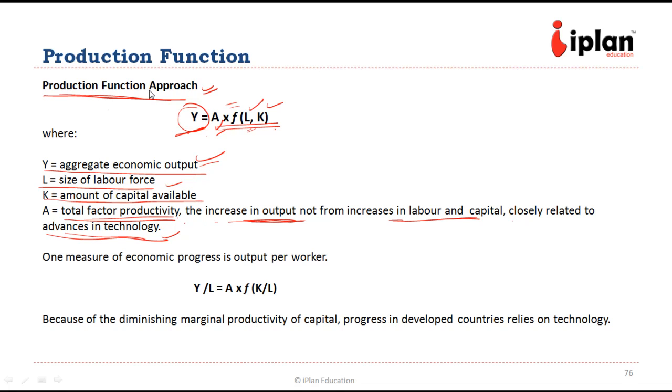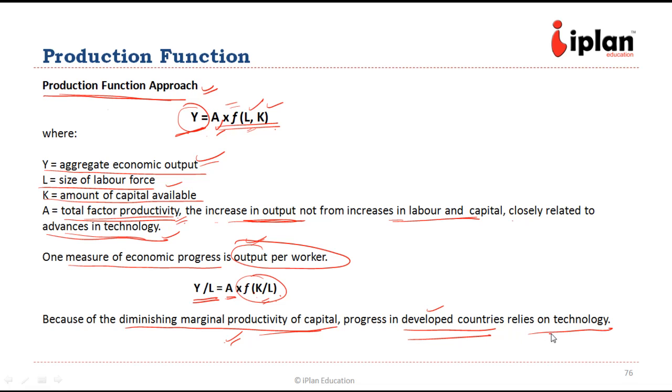There could be one more variant of the same approach where we are looking at output per worker. Instead of output, we are looking at output per labor force. So it becomes A, which is total factor productivity, into a function of K by L, that is per unit labor, what is the capital available. So this can be used because we know that the productivity of capital comes down. It is showing the diminishing marginal utility. So that is why in developed countries, the progress will more rely on technology. So this factor has to be increased for a growth in economic output rather than relying on labor.